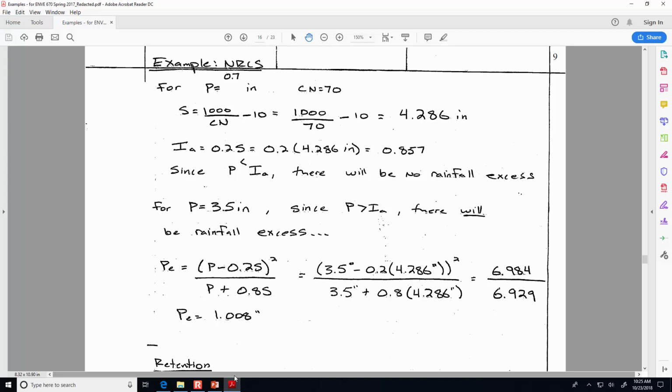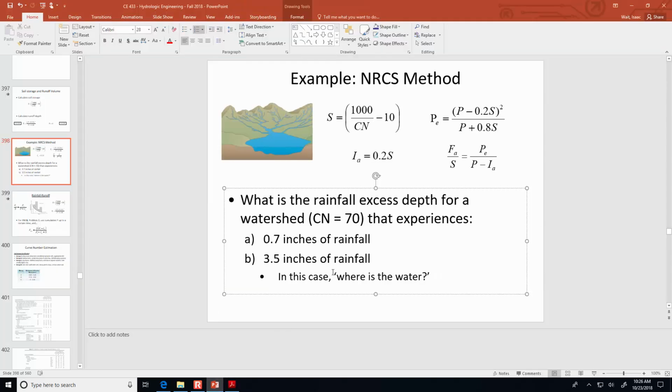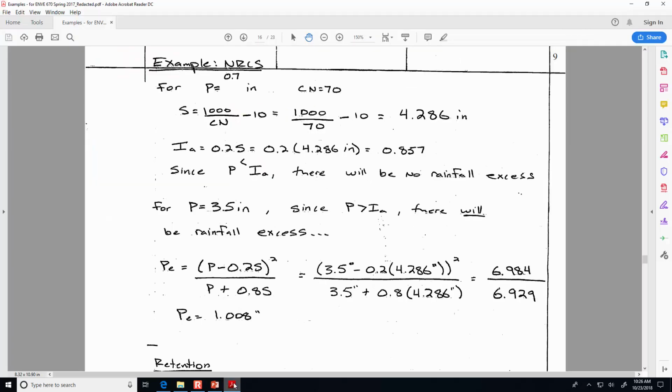On the other hand, for that other storm, 3.5 inches, there will be rainfall excess because the precipitation is greater than the initial abstraction. So then the question, now we can start to use this P sub E formula, is how much rainfall excess will there be of that 3.5 inches? So it should be about an inch, 1.008 inches of rainfall excess. And so the next part of the example, by the way, before we move on to where is the water, any questions on the example up to this point so far?